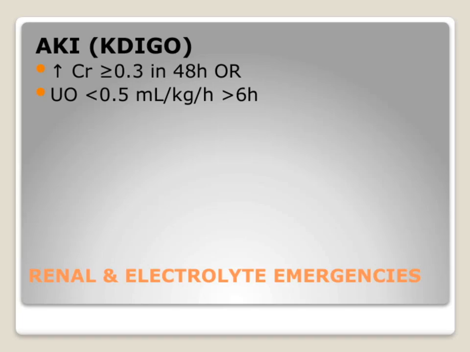Let's take a closer look at AKI, or acute kidney injury, as defined by KDIGO guidelines. An important point is that AKI can be identified by an increase in serum creatinine of at least 0.3 mg/dl within 48 hours.